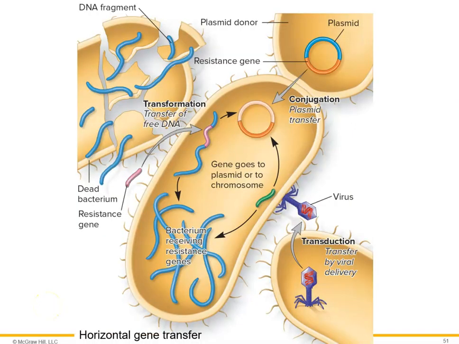Okay, so this is just showing the three major mechanisms of horizontal gene transfer that you see in bacteria. So here is a dead bacterial cell, and this is its DNA just kind of strewn about. And you can see this bacterium is picking up one of those fragments of DNA and incorporating it into its own genome. Or alternatively, it can incorporate it into a plasmid.